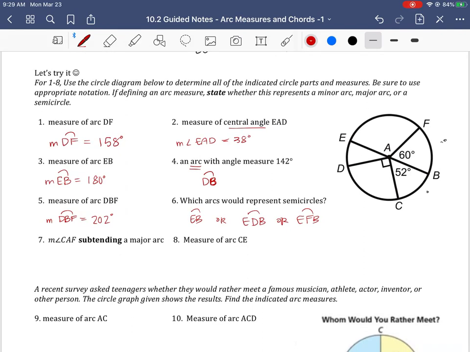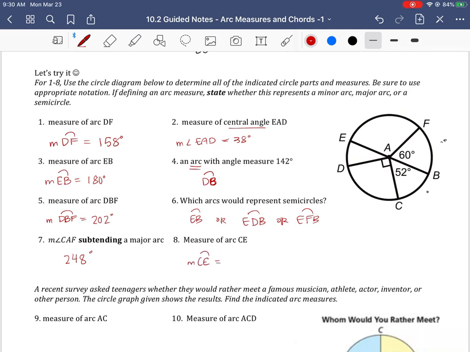Any of those are fine as long as your endpoints on the arcs are E and B. All right, last two. The measure of CAF subtending a major arc. So we're looking at C to A to F. So here's C to A to F. And again, it says subtending the major arc. So this angle out here is the bigger angle, and it's subtending the major arc. So we are going to add up all of those. And I'm sorry I erased them, but this one was 120 plus 38 plus 90, which leaves us with 248 degrees there.